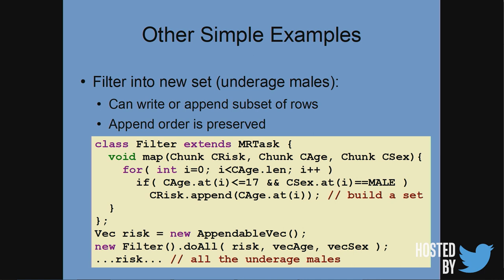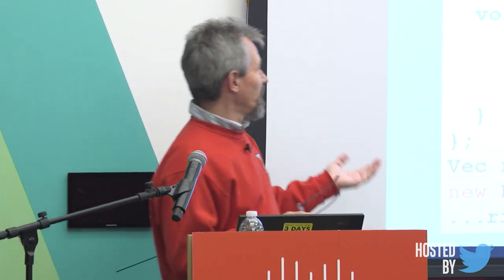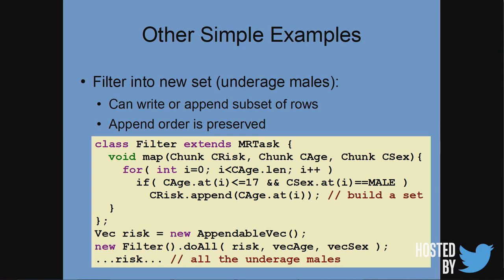And the append is distributed in scale out, so I can have a billion people in the map, and the output is however many sub-billions happen to pass the filter. And it's also distributed around the cluster in the same place as everyone else. But this is all done at the same kind of speeds as before. In the end, I make a new filter, and I call doAll, and I get my answer back right there.